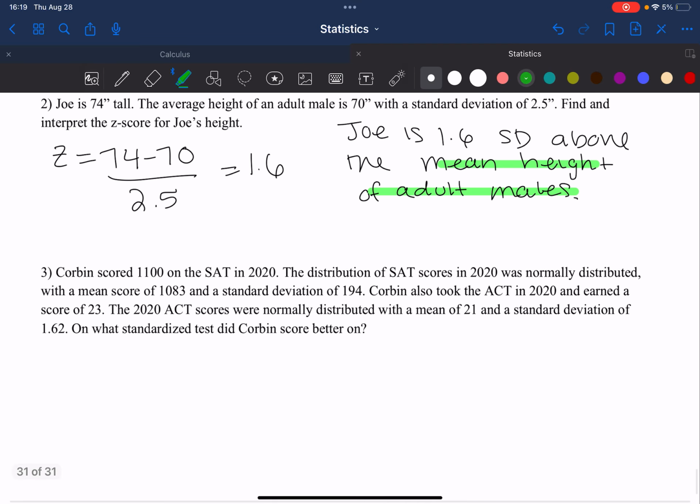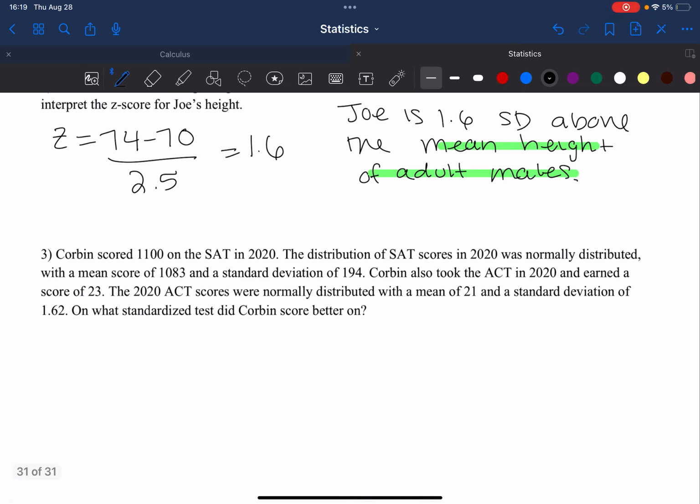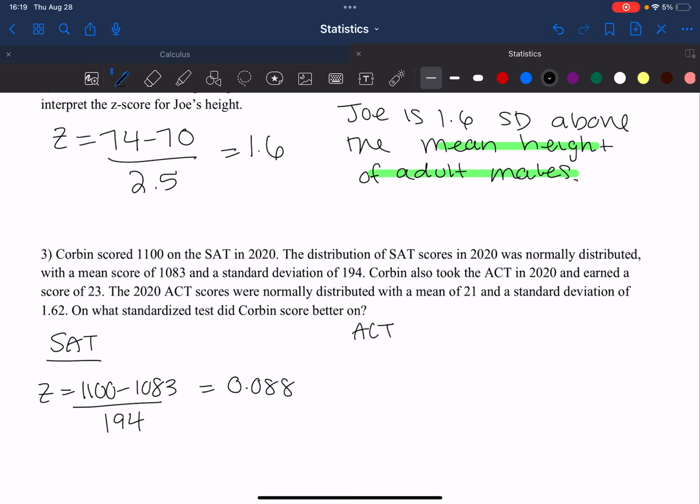So lastly, we have problem 3, and problem 3 is an AP style question, and here it's wanting us to compare two distributions. So Corbin's SAT scores with Corbin's ACT scores. So what I'm doing is I'm setting up two z-score formulas. So for SAT, I have z is equal to 1100 minus 1083 over 194, which gives us 0.088. And for his ACT scores, we have z is equal to 23 minus 21 over 1.62, which gives us 1.23.